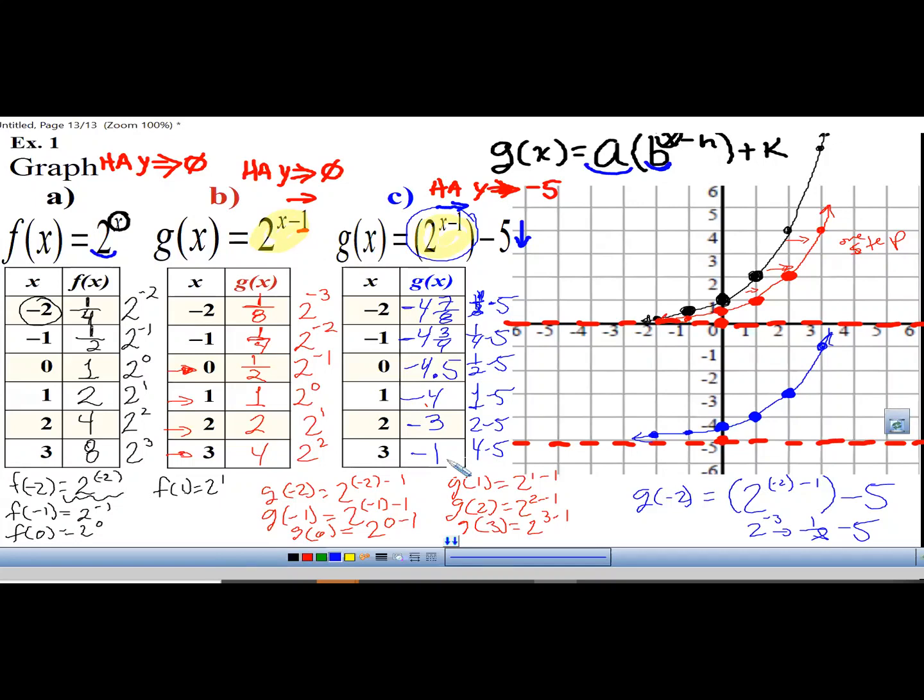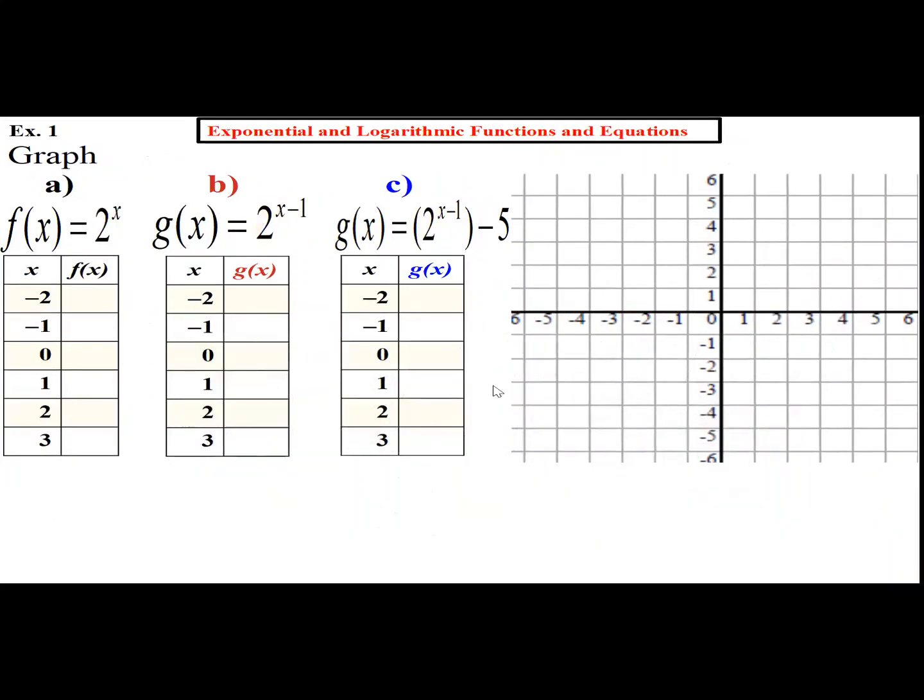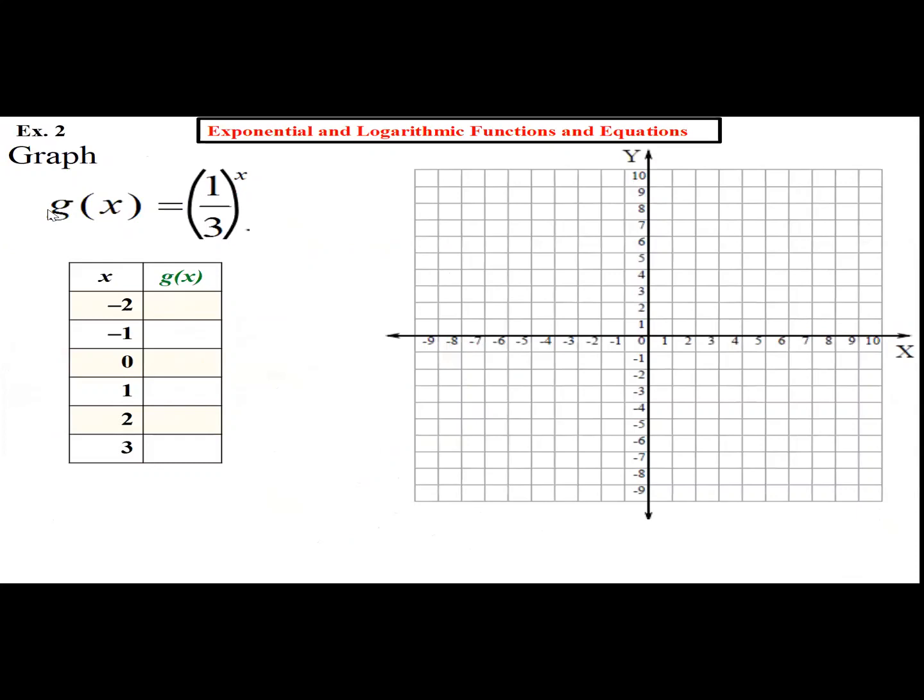Exponential functions, student exponential functions. So for your asynchronous, you're going to do one more. If you notice, the base is a fraction, but you're going to do that by yourself. However, just one more thing that I want you guys to do, an observation.